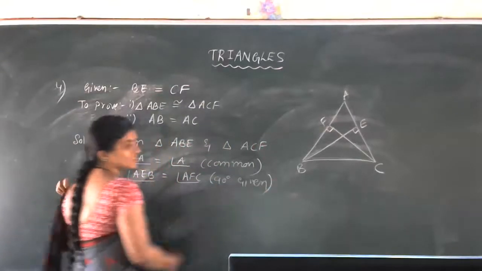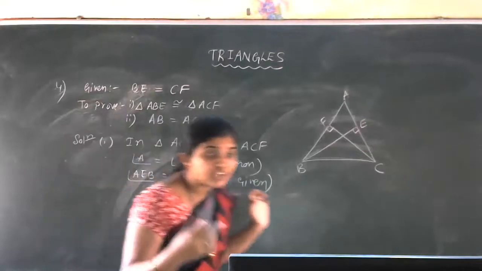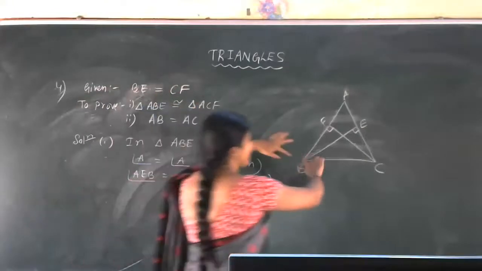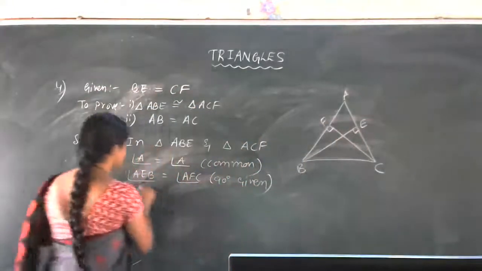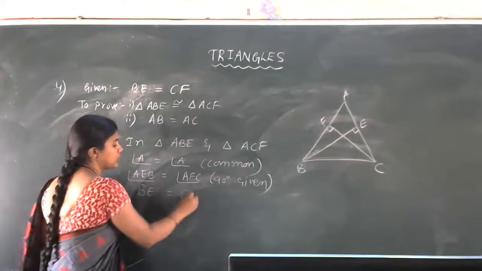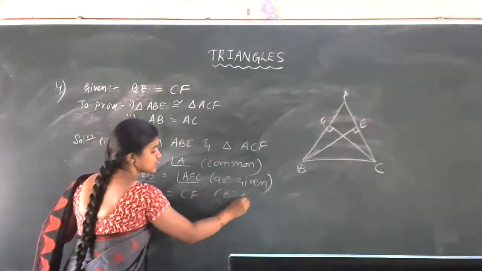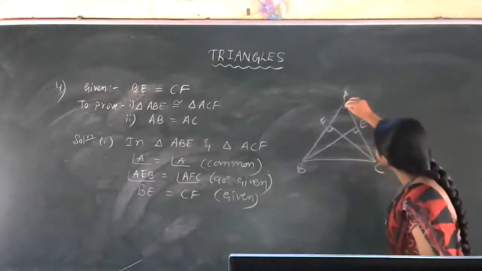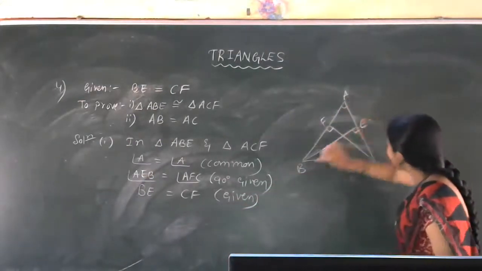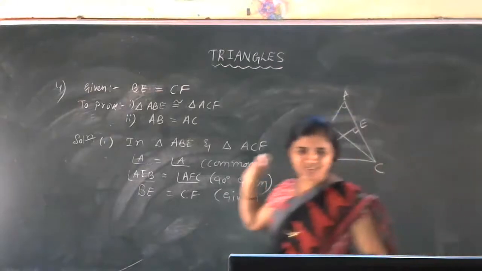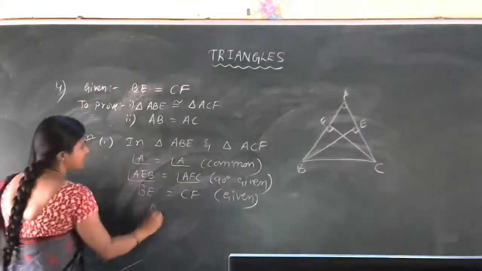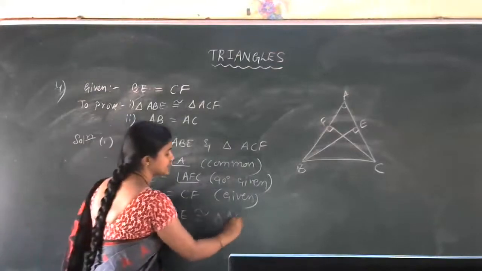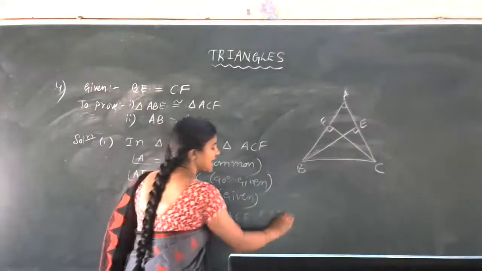Okay, which is the next data? We have to use the given data. Yes, given is BE is equal to CF. So BE is equal to CF, given. Which congruency criteria? This angle and this side we used. Yes, therefore triangle ABE is congruent to triangle ACF according to AAS.